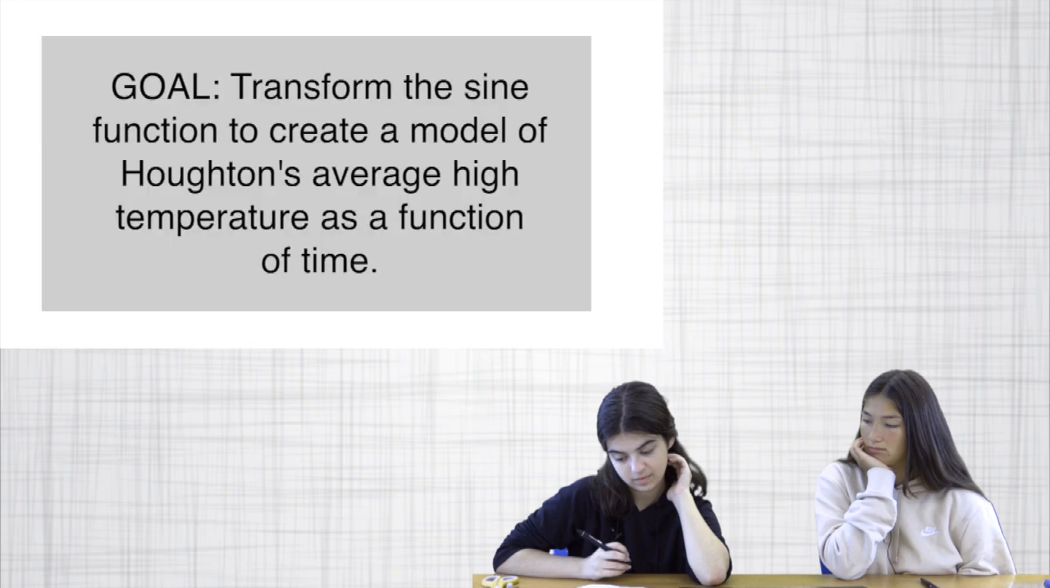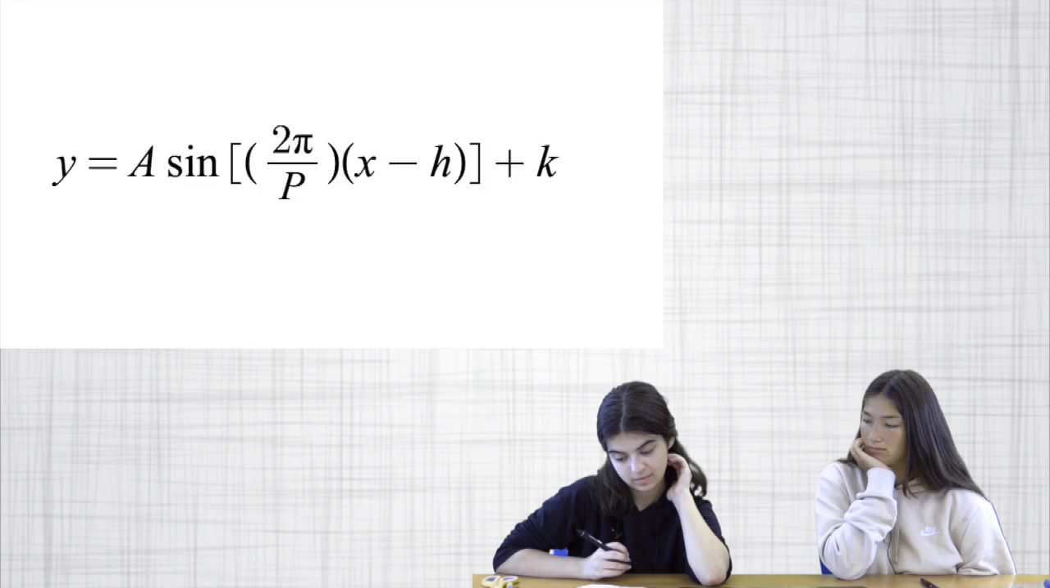They transform the sine function to create a model of Houghton's average daily maximum temperature as a function of time. They begin by exploring an applet to investigate how various transformations of the sine function affect the shape of its graph. In particular, they adjust the values of a, p, h, and k in the equation on the screen and notice the effect of these adjustments.